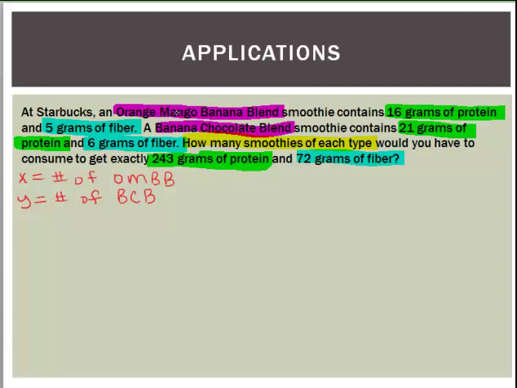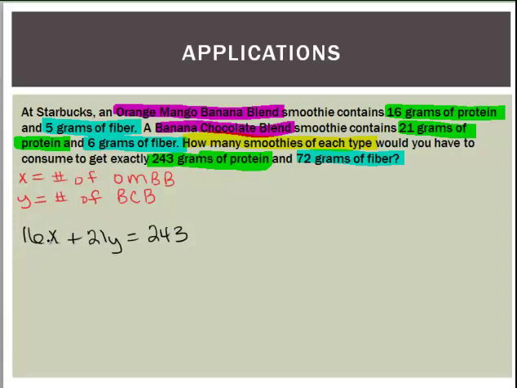If each orange mango banana has 16 grams of protein and a banana chocolate has 21 grams of protein, and you want 243 grams of protein, couldn't you write an equation that looks like this? 16x plus 21y equals 243.